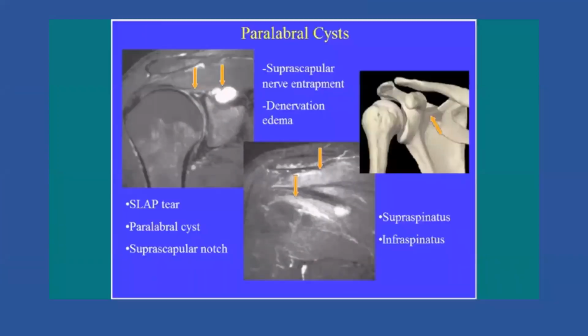Let us see it. Over here on MRI, you can see the cyst, and you can see how clear it is. You can see that there is an associated flap tear of the labrum near the suprascapular notch. On the right-hand side, you can see that there is evidence of inflammation of the tendons.